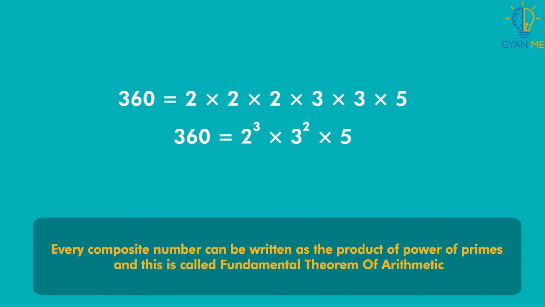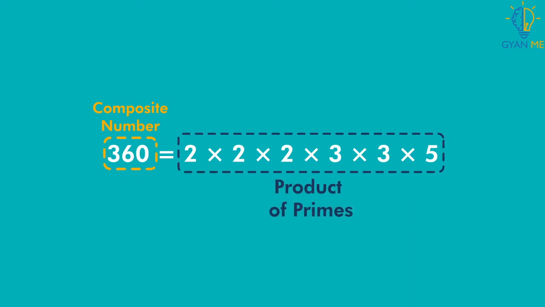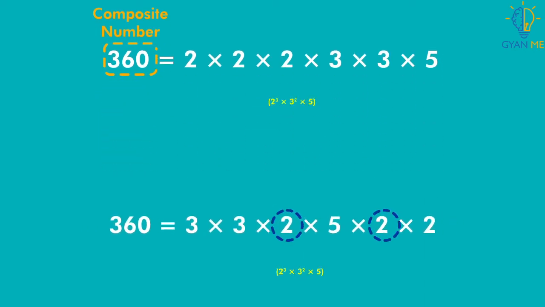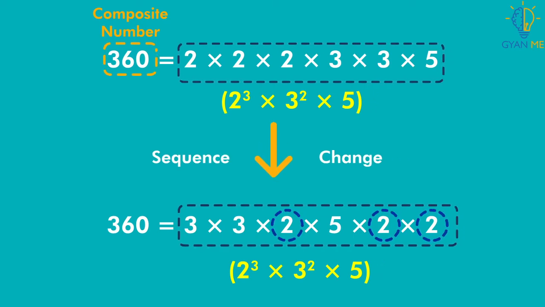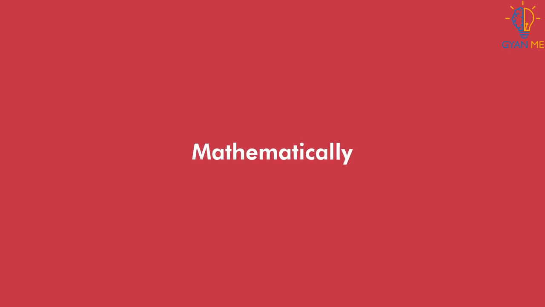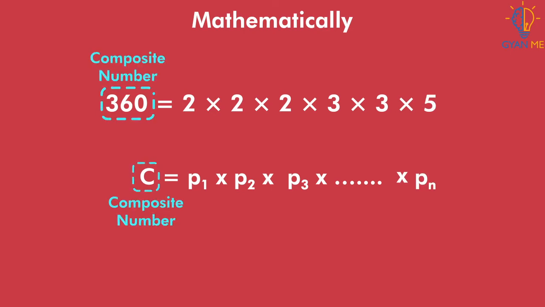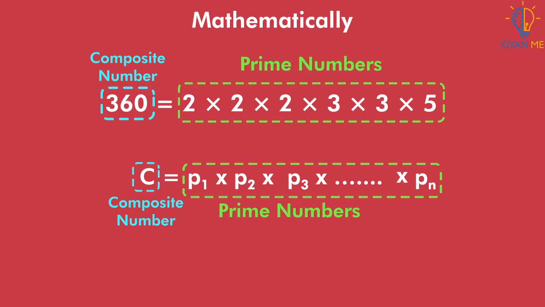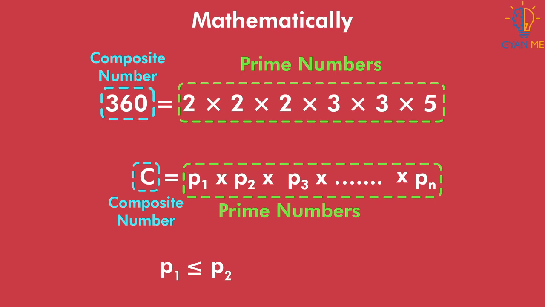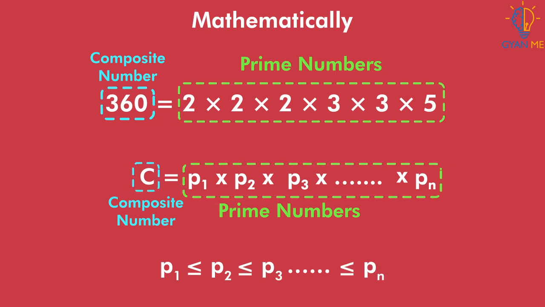Let us now formally state this theorem. Every composite number can be expressed as a product of primes, and this factorization is unique irrespective of the order in which the prime factors occur. This statement can be written mathematically as C equal to P1 into P2 into P3 up to Pn, where C is a composite number and P1, P2, P3 up to Pn are all prime numbers, where P1 is less than equal to P2 is less than equal to P3, which is less than equal to Pn.